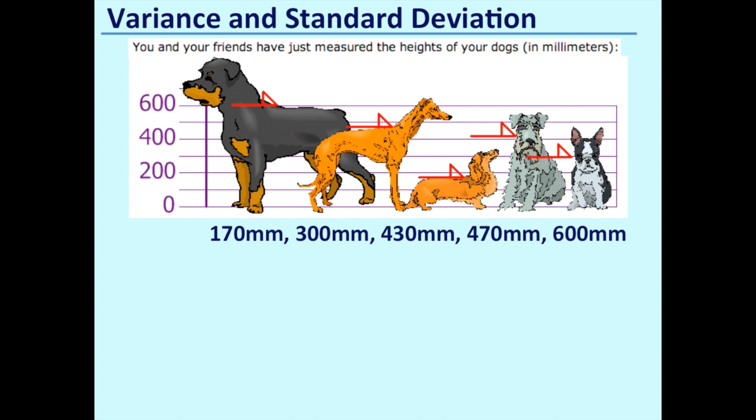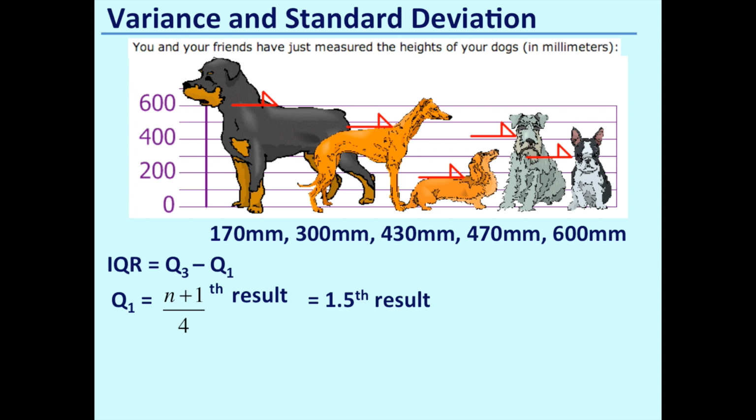The interquartile range then. So the interquartile range can be calculated by subtracting the lower quartile, Q1, from the upper quartile, Q3. Remember, to find Q1 then, it is the n plus 1 over 4th result. So again, here n is 5, there are 5 dogs. So 6 divided by 4 is the 1.5th result. So this is my first result, this is my second result. I therefore average the two and I get 235 millimeters.